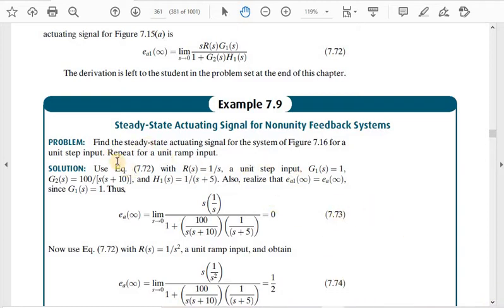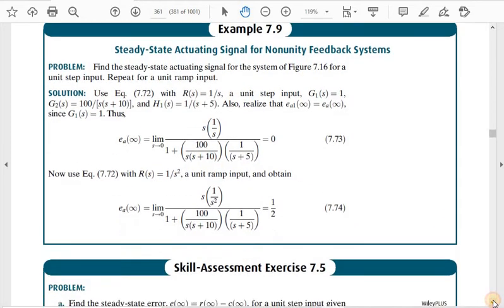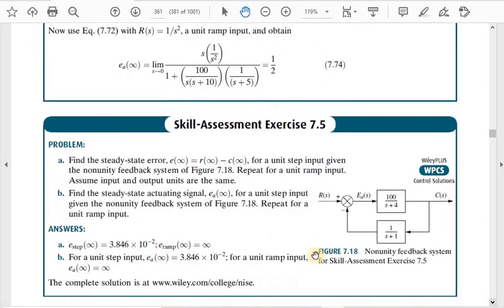Now there's a question about the steady state actuating signal for a non-unity feedback system. The main idea is that we have to do this, figure 7.16, for ramp input. So you just plug in the values and you get the result. This is a skill that you have to practice by yourself.